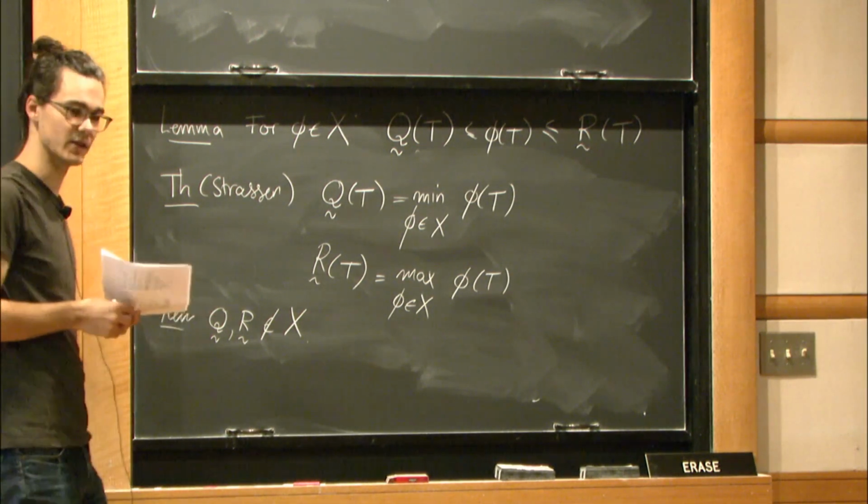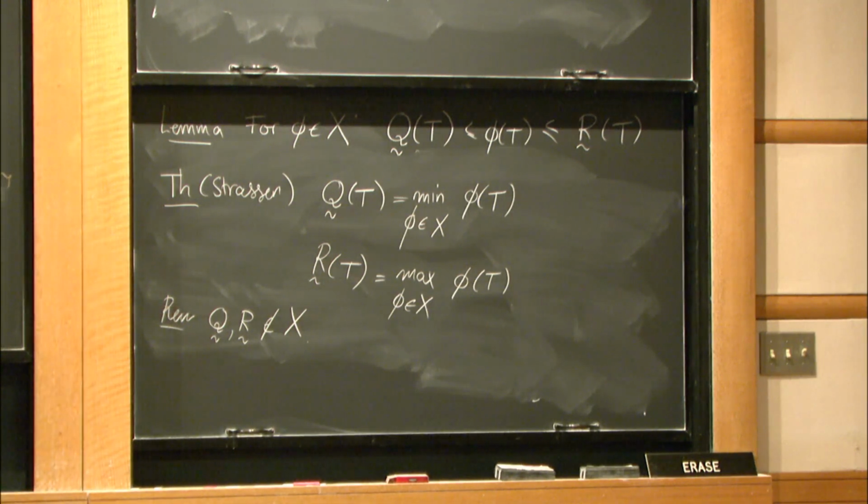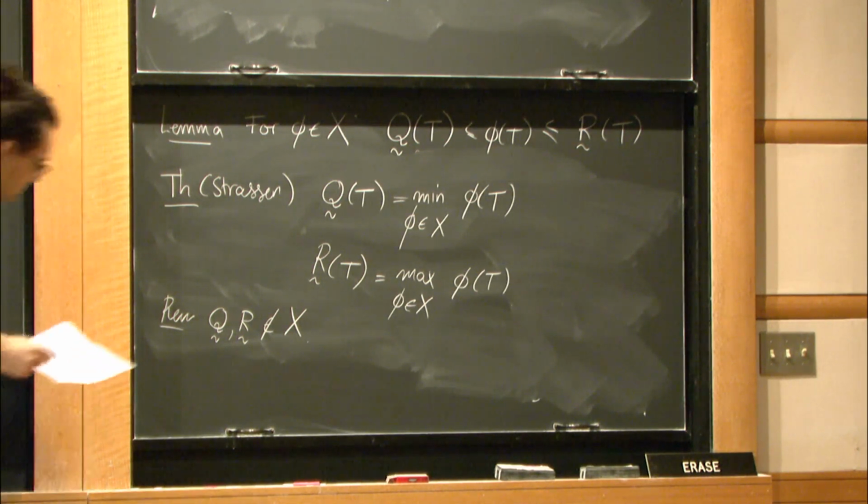So for any t, you will find a phi. That's right. So what prevents them from being in X? They're not multiplicative. Well, yeah, they're not. Yeah, t is actually multiplicative.